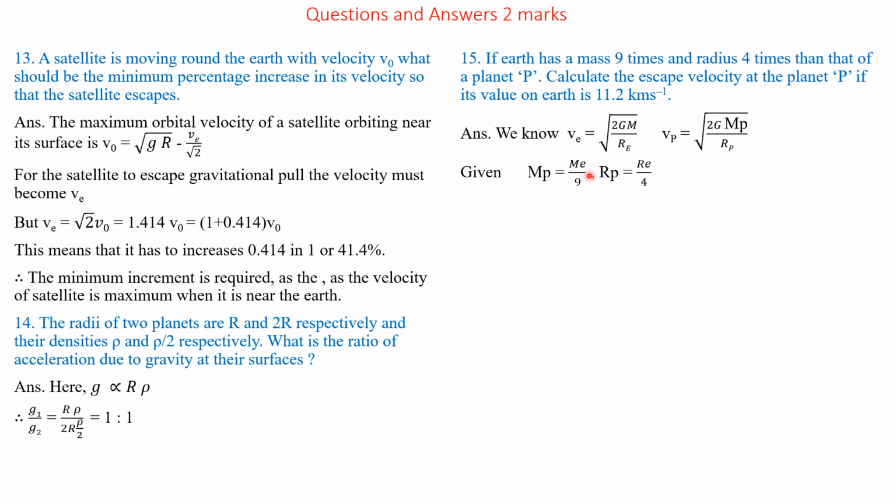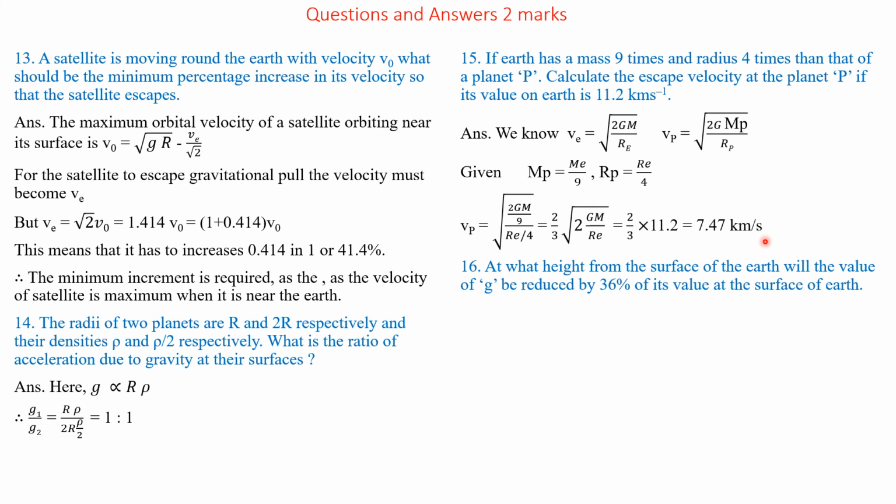That is, the mass of Earth is 9 times the planet's mass, and the radius is 4 times the planet's radius, that is, the planet's radius is 1/4 of Earth's radius. Therefore, Vp is equal to square root of 2G Me by 9 divided by Re by 4. Simplifying, we get 7.47 kilometers per second.